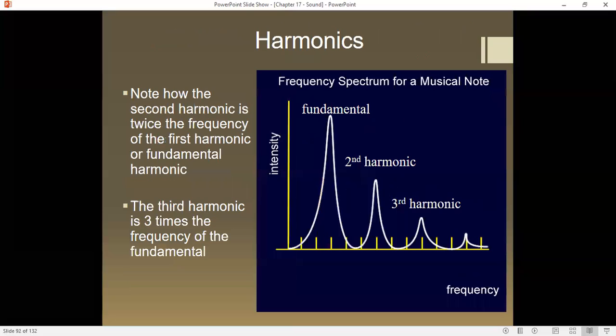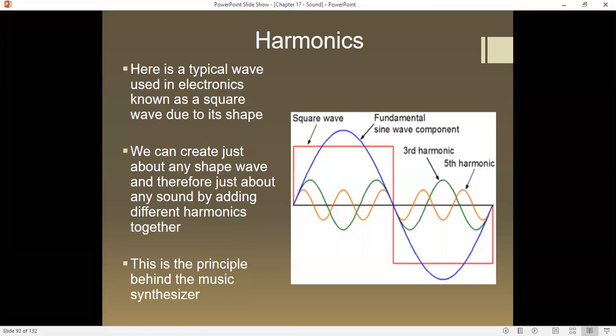So when we listen to a musical note, we're actually hearing a few harmonics, a few sine and cosine waves put together where the frequency is related by an integer value. Now, the fact of the matter is you can actually take any shape wave and break it into its individual harmonics. Here is a square wave.